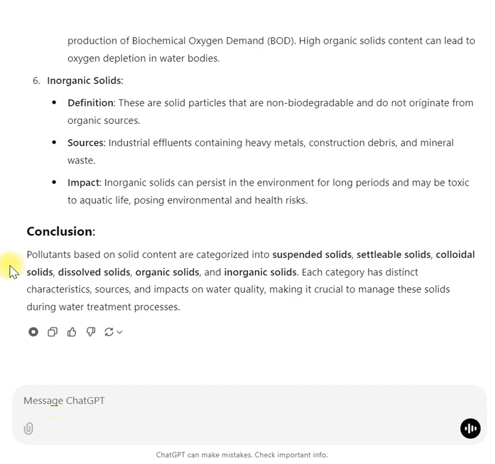Conclusion: pollutants based on solid content are categorized into suspended solids, settleable solids, colloidal solids, dissolved solids, organic solids, and inorganic solids. Each category has distinct characteristics, sources, and impacts on water quality, making it crucial to manage these solids during water treatment processes.